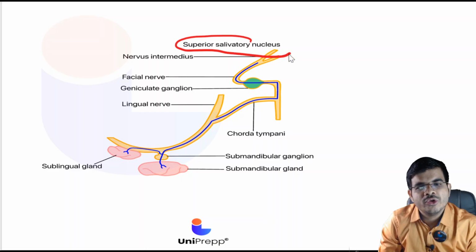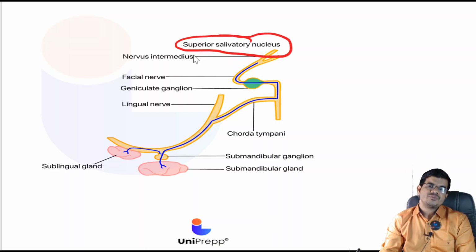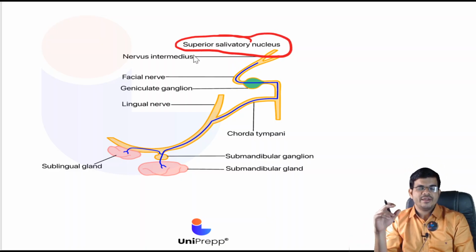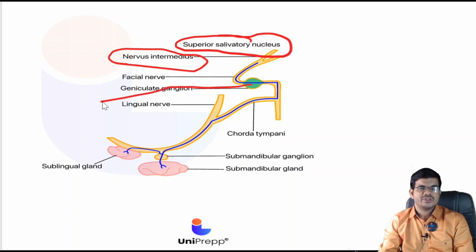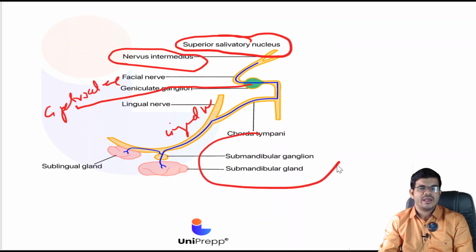I already told you the superior salivatory nucleus is the one seen above. It is part of the facial nerve nucleus, and from that you have the nervus intermedius, which is the sensory part. It goes into the geniculate ganglion, and from that you have the greater petrosal nerve. From here you have the chorda tympani, and through the chorda tympani it goes into the lingual nerve, and via the lingual nerve it supplies the submandibular ganglia.